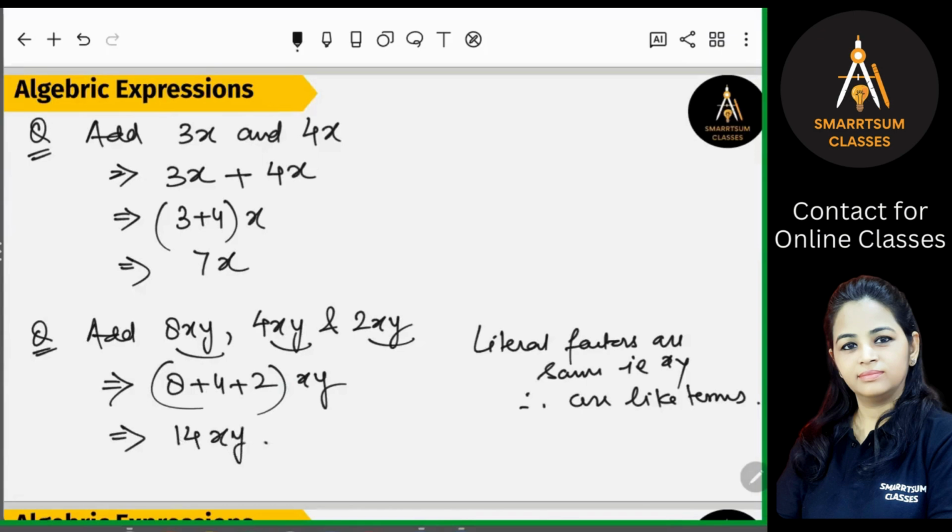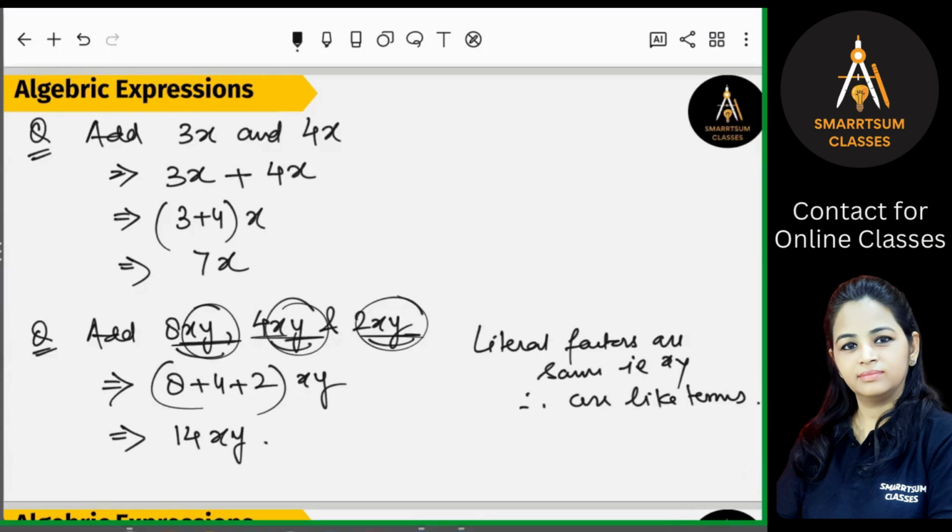So what is the addition of 8xy, 4xy, 2xy? 14xy. So the role of this xy while adding algebraic terms is just to identify whether they are like or not. After that, you need not do anything with this literal factor. Is that clear? You need not touch this, right?